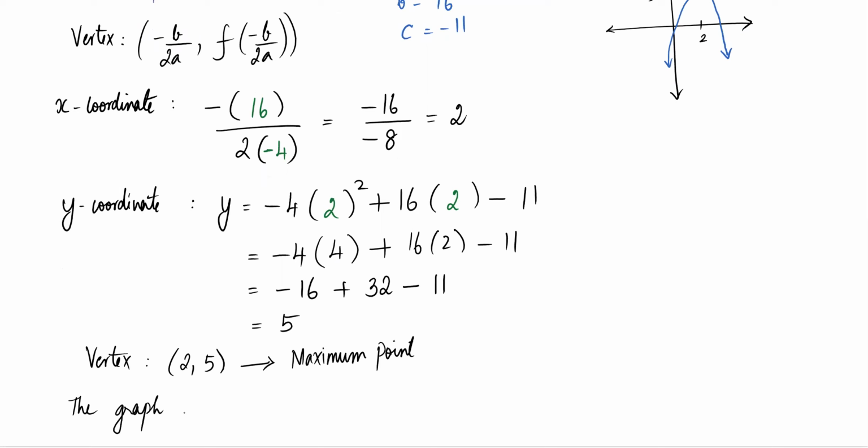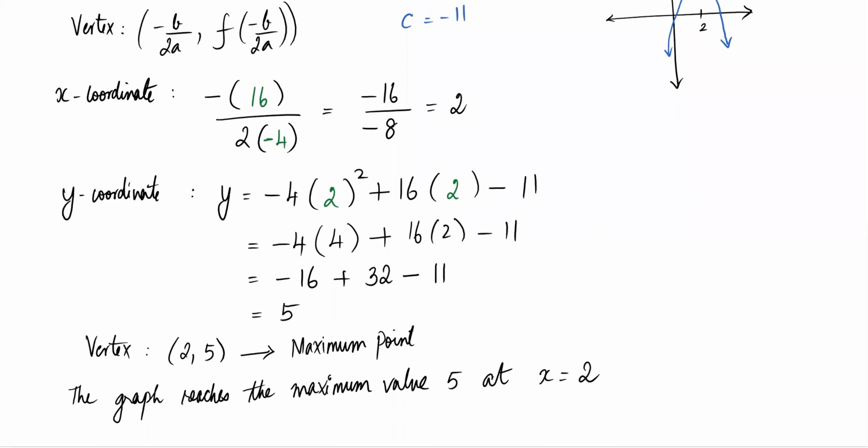So I'll say the graph reaches the maximum value 5 at x equals 2. Okay. So this is your y value, y coordinate of the vertex, and this is the x coordinate, which tells you where it occurs. That's why I say at. So that's the x coordinate of the vertex.